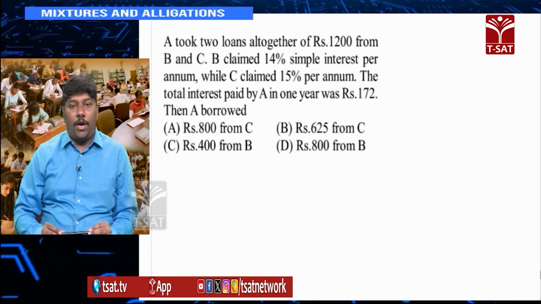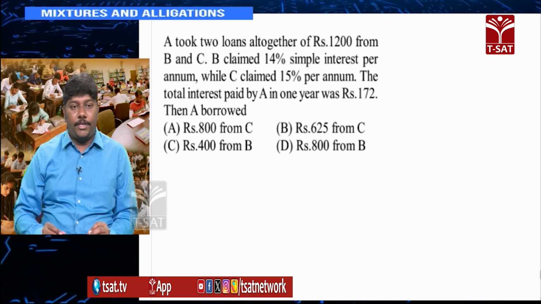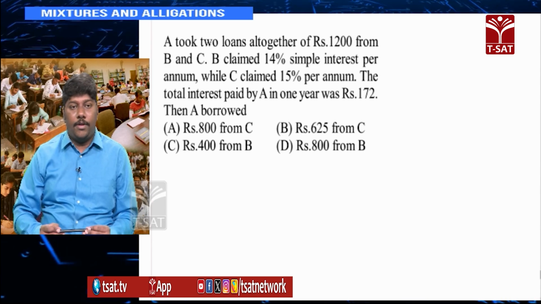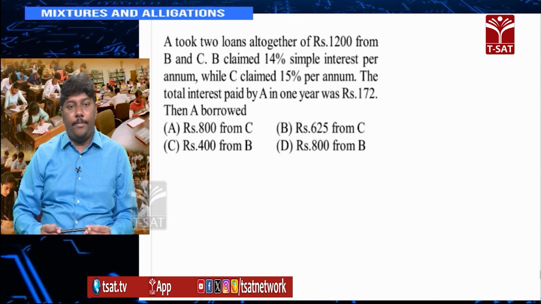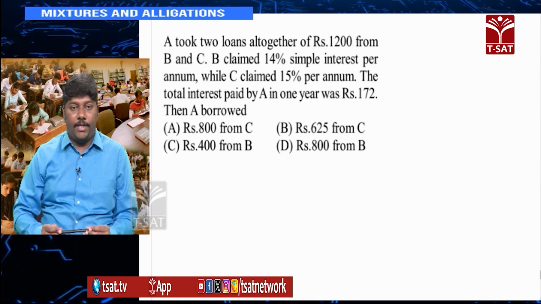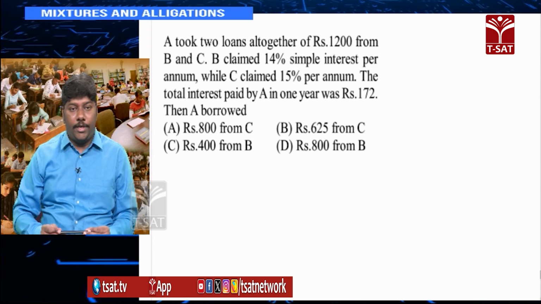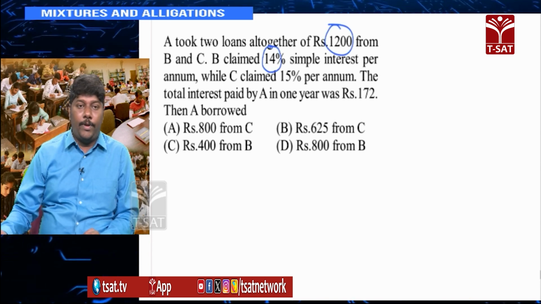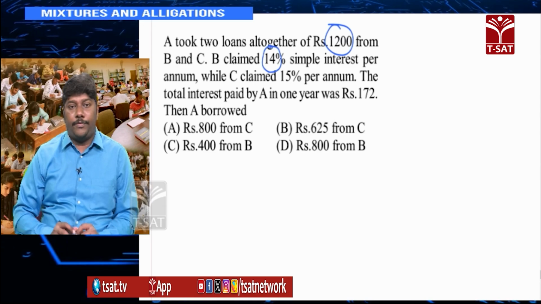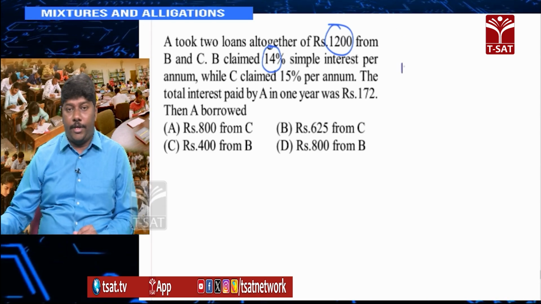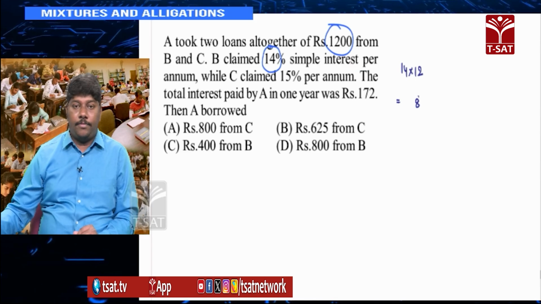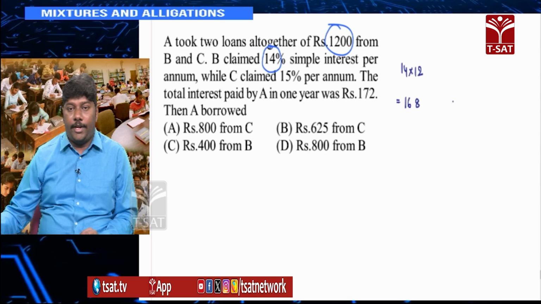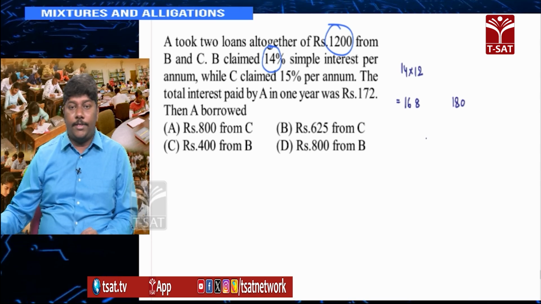A took 2 loans, altogether 1200 from B and C. This is actually simple interest and compound interest, but actually uses the logic of mixtures and alligation. B claimed 14% simple interest per annum, while C claimed 15% per annum. The total interest paid by A in 1 year. Find out 14% on 1200. That is 14 into 12, which gives 168. Find out 15% of 1200, that is 15 into 12, which is 180. You are going to get 172.